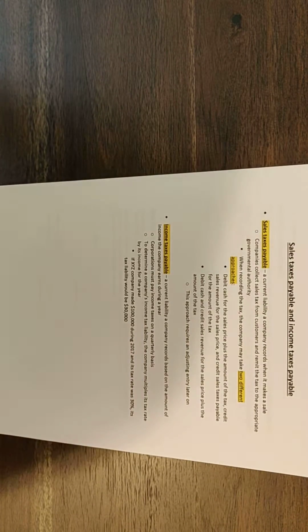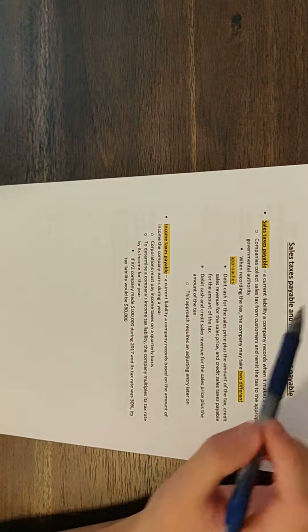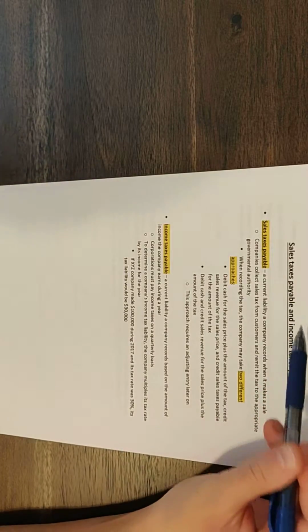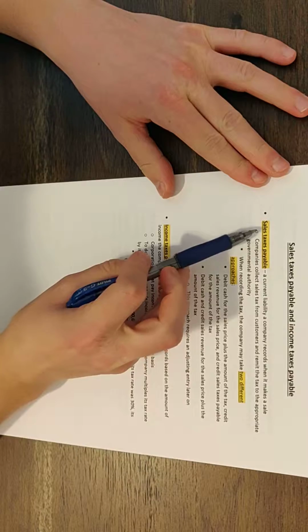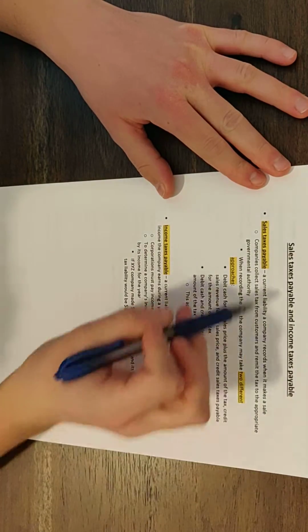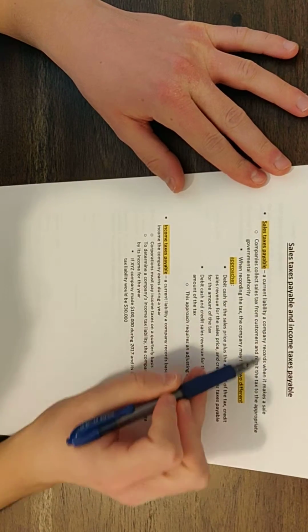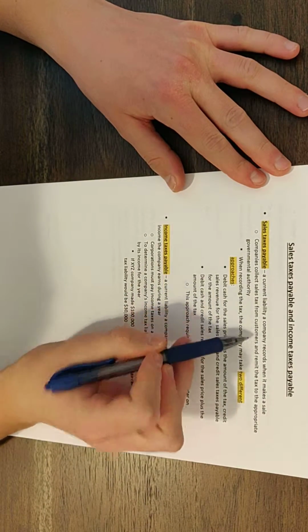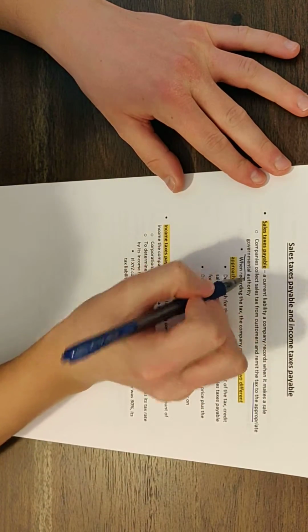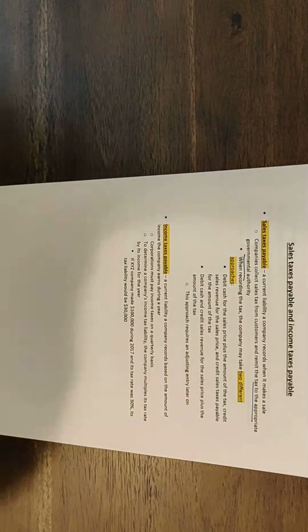Hello everyone. In this video today, we're going to be going through the topic of sales tax payable and then income taxes payable. So basically, first to start off, what is sales tax payable? Well, it's a current liability a company records when it makes a sale. Companies collect sales tax from customers and then they remit the tax to the proper governmental authority.